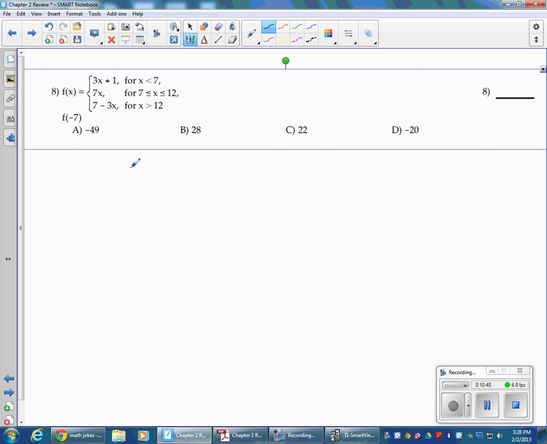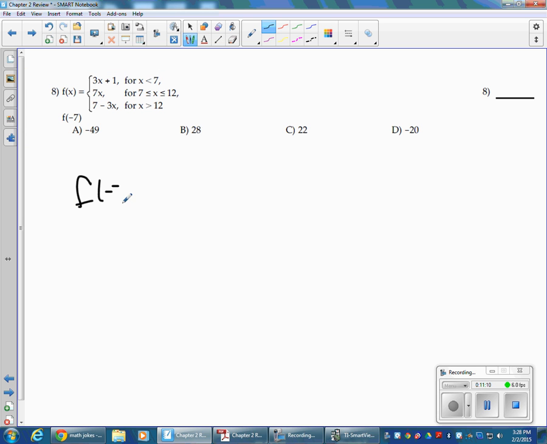So here in number 8, I have 3 functions. I'm going to use the top. I'm going to use 3x plus 1 if x is less than 7. I'm going to do 7 times x for all my values if x is between 7 and 12, and then I do 7 minus 3x if x is greater than 12. And they want me to plug in an x that's negative 7. So I'm going to use this top one.